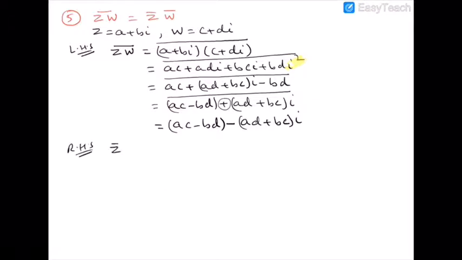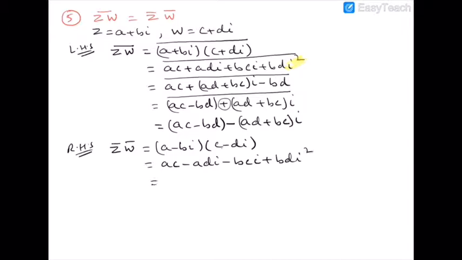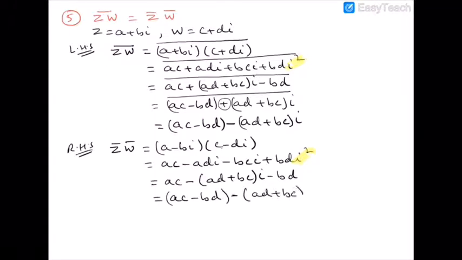Now right hand side will be (a minus bi) times (c minus di), because these are the conjugates of z and w. Now again put the value of i squared, that is minus 1. Then we will get ac minus bd minus (ad plus bc)i, which equals the left hand side. So conjugate of zw is equal to conjugate of z times conjugate of w.